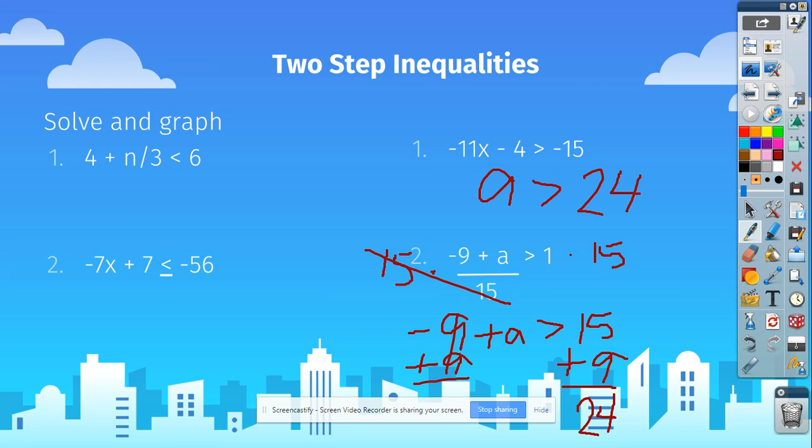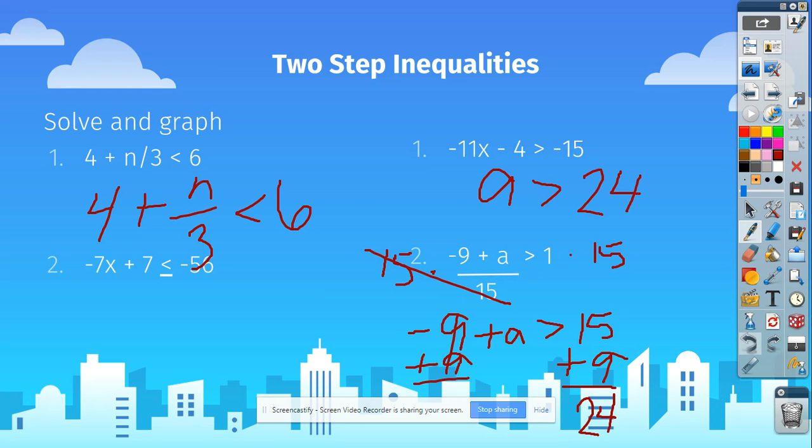This is completely different than problem number 1 over here. Let's look at problem number 1. This is 4 plus n divided by 3 is less than 6. In this problem, the 3 is only dividing the n. Do we have the 3 dividing the 4? No. Is this one big line going under the 4 plus n? No. We are only dividing the n by the 3.